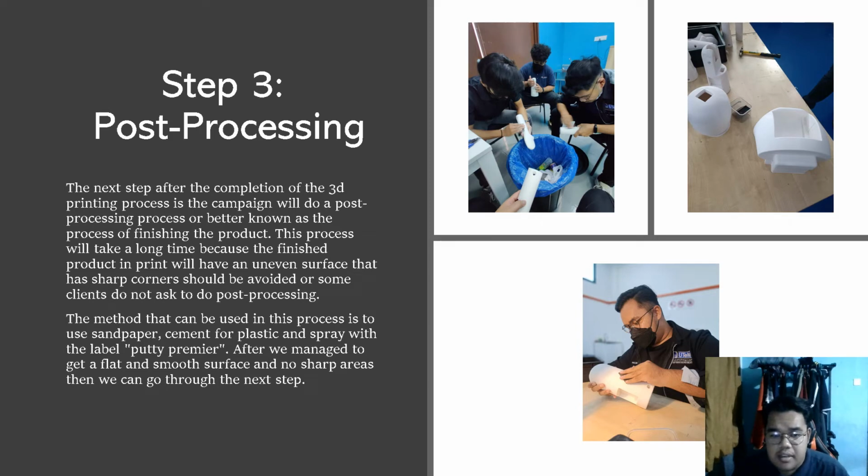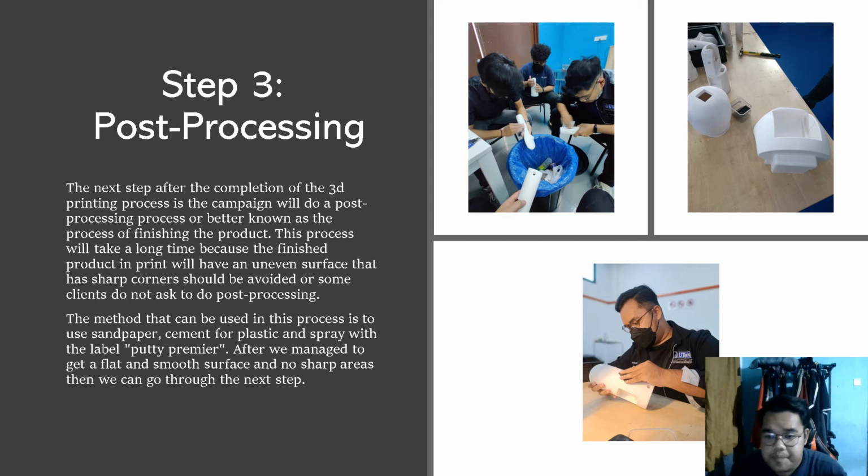Step 3 is the post-processing. The next step after completing the 3D printing process is that the company will do post-processing, better known as the process of finishing the product. This process will take a long time because the printed product will have an uneven surface with sharp corners that should be avoided. Some clients do not ask for post-processing, but the mannequin client will ask for it. The methods that can be used in this process are sandpaper, cement for plastic, and spray with the label of putty primer. After we manage to get a flat and smooth surface with no sharp areas, we go through the next step.